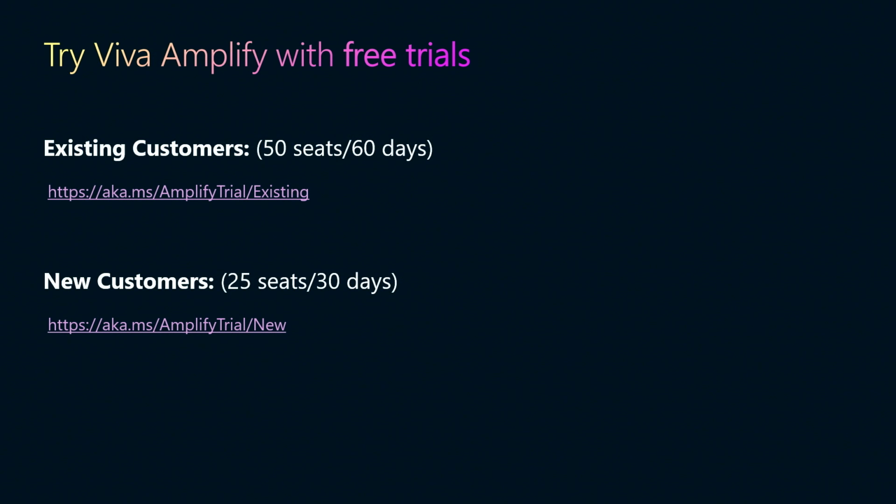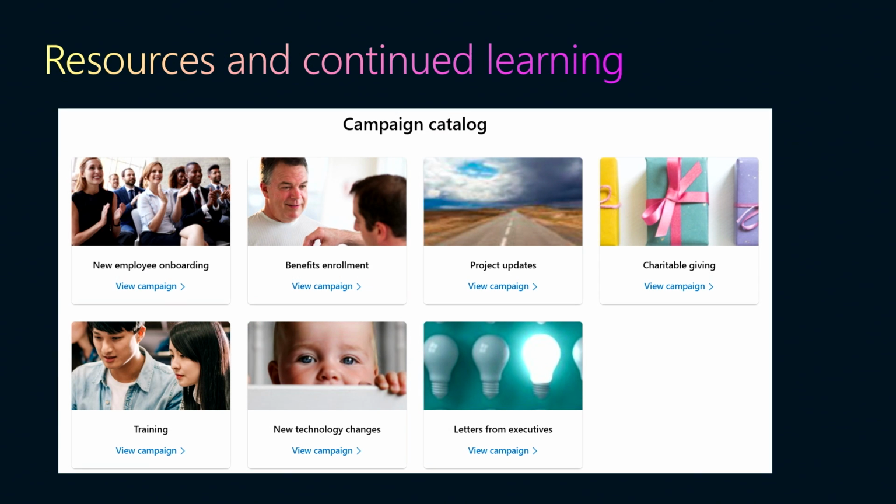You can also have a Viva Amplify free trial. As we mentioned, we do have a premium license associated with the communications and communities offering. And so we wanted to make sure that it's easy for you to do that. You can take a quick trial of it here too. And then you can see here, for example, the campaign catalog that's available to you. It makes it easy, again, for adoption to get driven here as well.